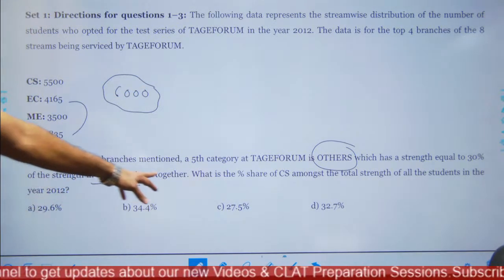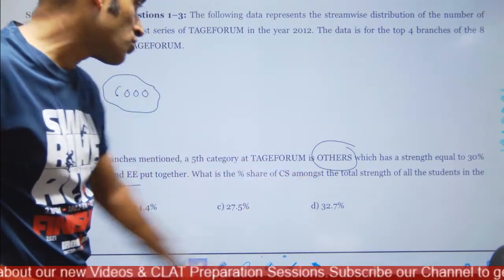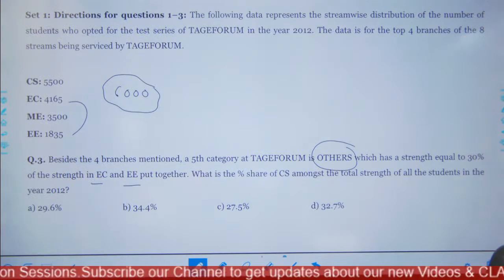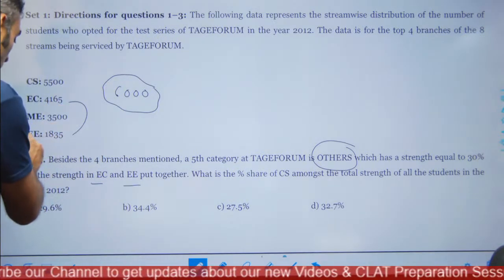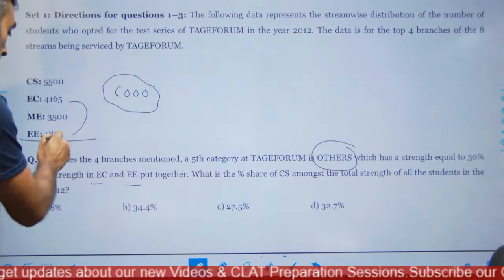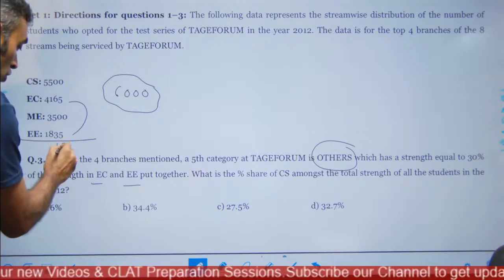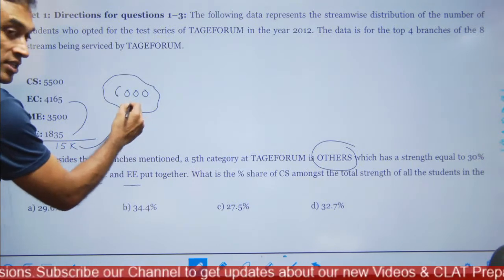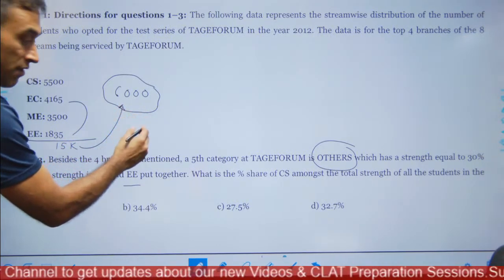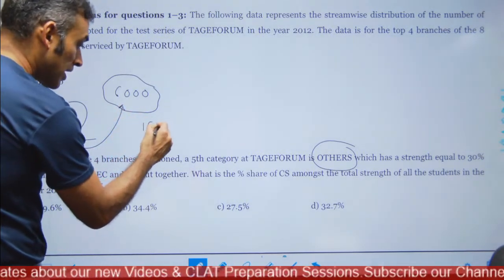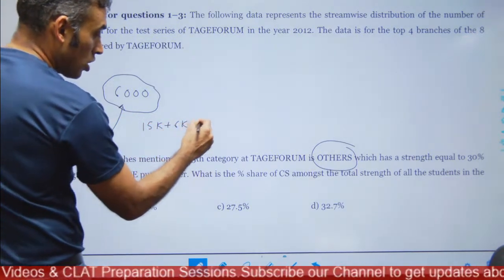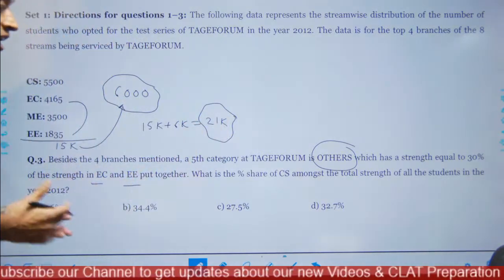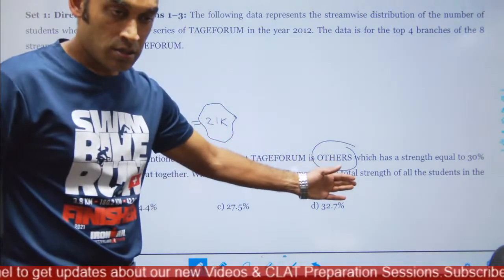Now, what is the percentage share of CS among the total strength of all the students in the year 2012? Now, look at this. We have a total here. This total was 15,000. We have already calculated it. The others category comes, which is how much? 6,000. So we have 15K plus 6K, which is equal to 21K. Right? So this is my total because we have added others.